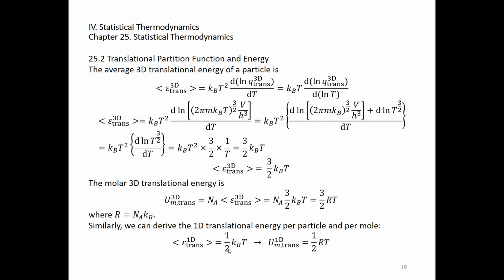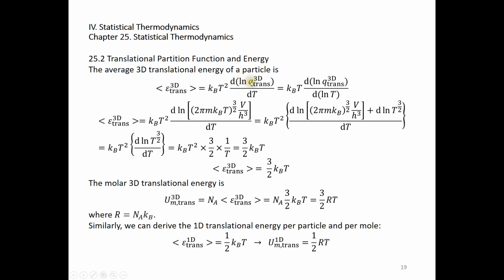Now let's use the partition function to get the average energy. The average three-dimensional translational energy of the particle is kbt squared d ln q over dt. We're going to use just this equation out of the three. We can use any one of the three equations. It can be d ln q over d beta, it can be d ln q over dt, or it can be d ln q over d ln t. Whatever you do, just use the corresponding equation exactly.